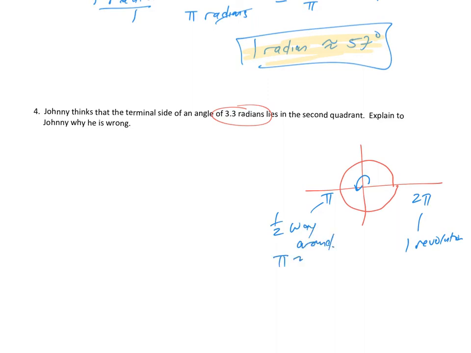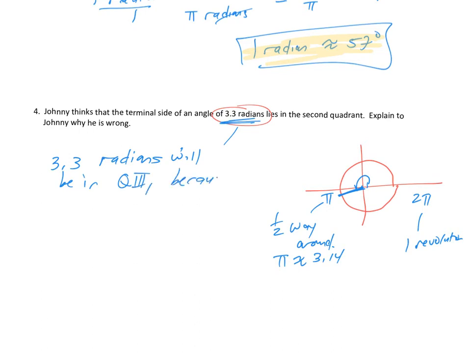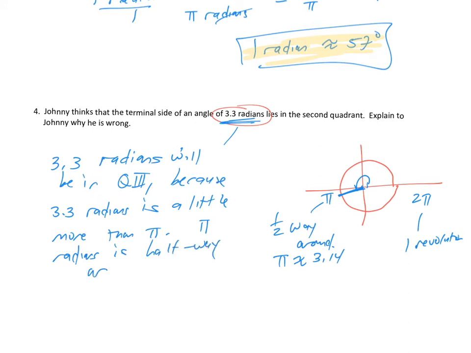And pi is about 3.14. So if we are rotating 3.3 radians, that's going to be more than pi. So 3.3 radians is going to be a little more than halfway. So if we go a little more than halfway around, we'll be in quadrant 3. The 3.3 radians will be in quadrant 3 because 3.3 radians is a little more than pi, and pi radians is halfway around.